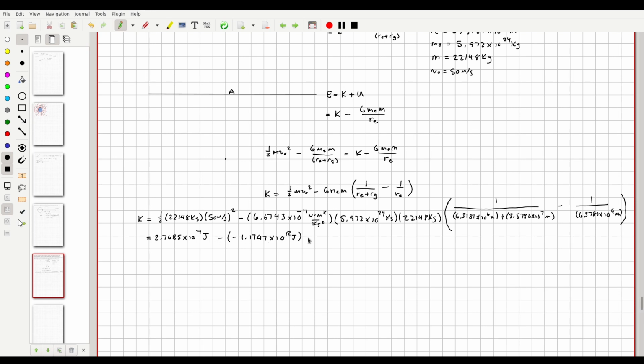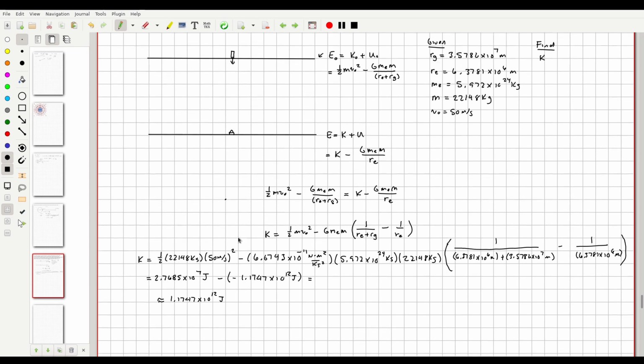So when you combine those, they add. So 2.7685 times 10 to the 7th. All right, so it's not going to really affect things except out at, say, the 5th decimal place, maybe. And we don't even have that there. So this ends up being roughly around 1.1747 times 10 to the 12th joules.